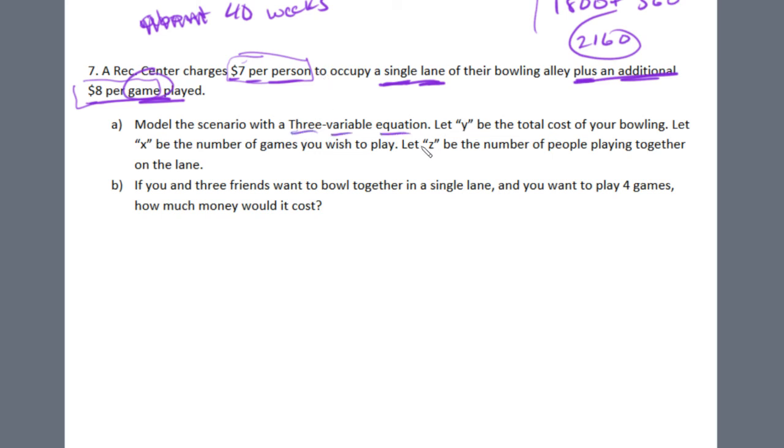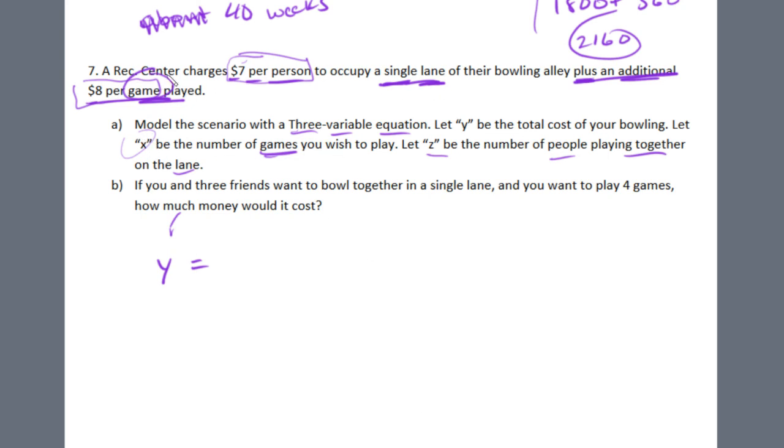Let y be the total cost of your bowling. So that's going to be way out here, because the total cost is what you're trying to tally up. Let x be the number of games you wish to play. Let z be the number of people playing together on a lane. So basically you're just going to tie the correct variable to the correct number up here. So x is the number of games you wish to play.